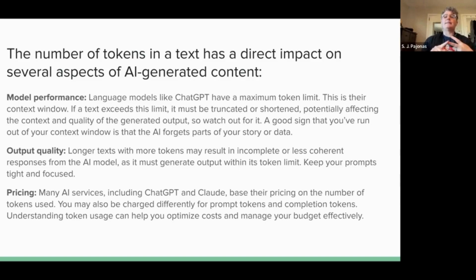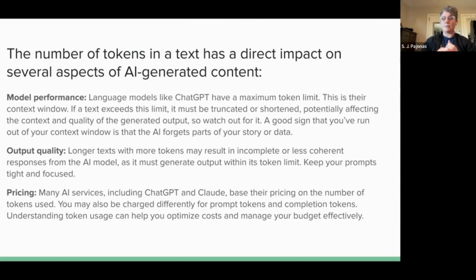All right. So if text exceeds the limit, it must be truncated or shortened, potentially affecting the quality and the context of the generated output. So you got to watch out for this. A good sign that you've run out of your context window is the AI forgets parts of your story or data. Okay. Output quality. Longer texts with more tokens may result in incomplete or less coherent responses from the AI models. As it must generate output within its token limit, you have to consider that. So keep your prompts tight and focused.